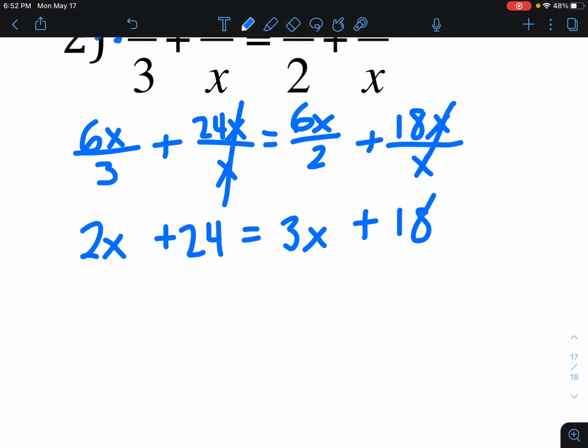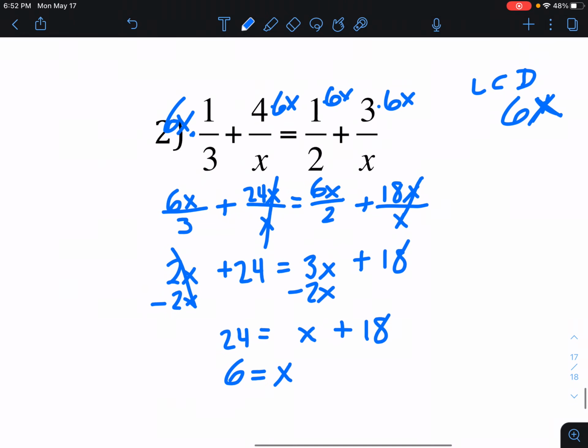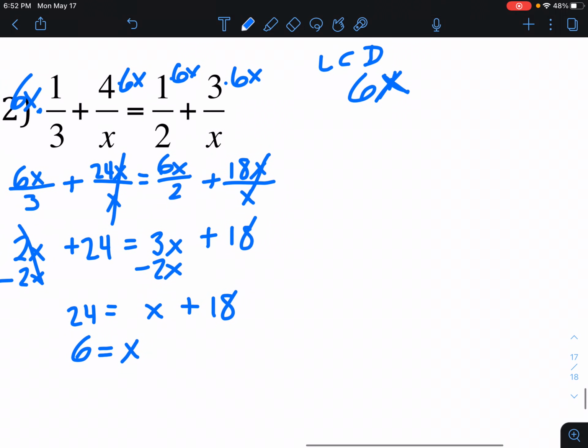And now we're going to worry about getting x by itself. The higher number x is on the right, so I'll move this x to the right. It's 2x to the right. And then x has got to be 6. Let's see if it is 6, though. We're going to do the check.